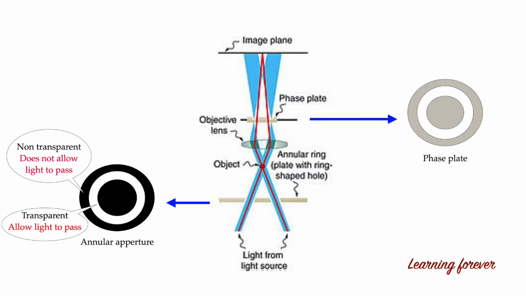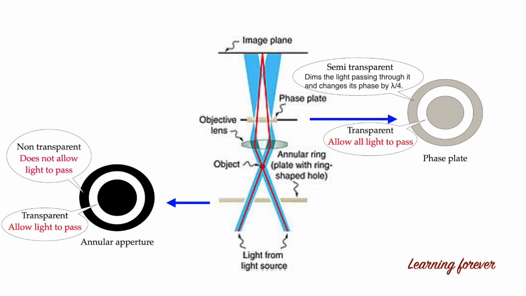The phase shifting element also looks like the annular aperture, but here it is made up of different material. Instead of non-transparent material, it is made up of semi-transparent material which dims the light passing through it and changes its phase by lambda by 4. Whatever light enters through this material, its intensity will be reduced by 1/4. The second part is the transparent material which allows all light to pass, so the light passing through it remains intact in intensity.